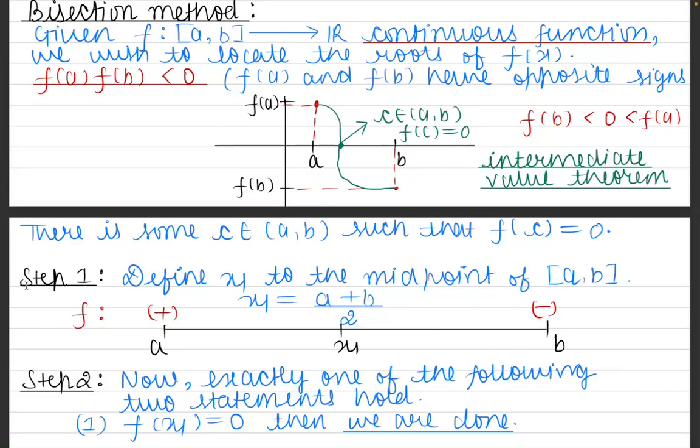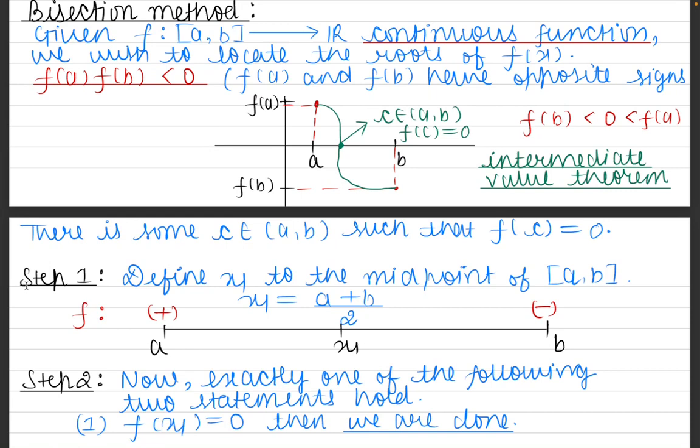If f at x1 has zero value, then we are done. If not, then the root lies either in the interval [a, x1] or in [x1, b]. Let us say the root lies in [x1, b]. First of all, what is the length at this stage of both the intervals? It is half of the previous one, that is (b minus a) by 2. So now you can apply the bisection method to [x1, b].